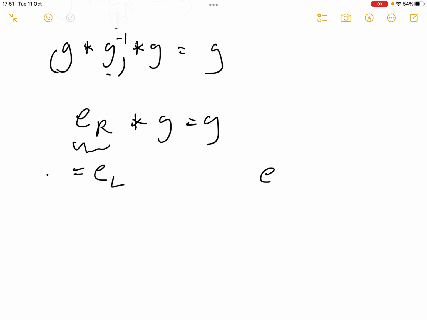Okay, so in the next video, now we've shown that there's a right inverse and left inverse, which are the same, and there's an identity, the right and left identity, which are the same. We'll just call them the identity and the inverse from now on. And we want to show that they're unique. There's only one identity element, and for every G, there's only a unique inverse. So that'll be the next video.